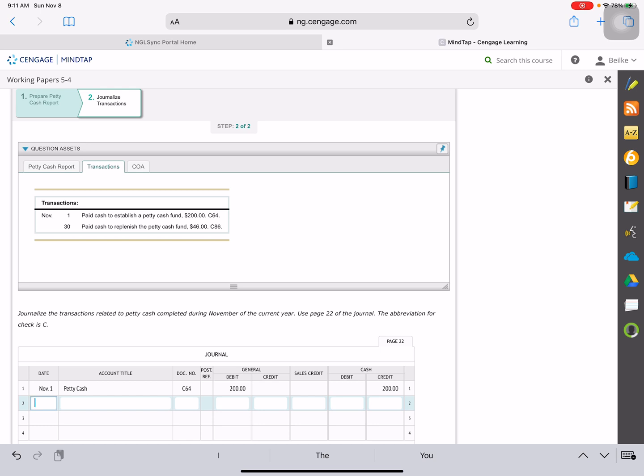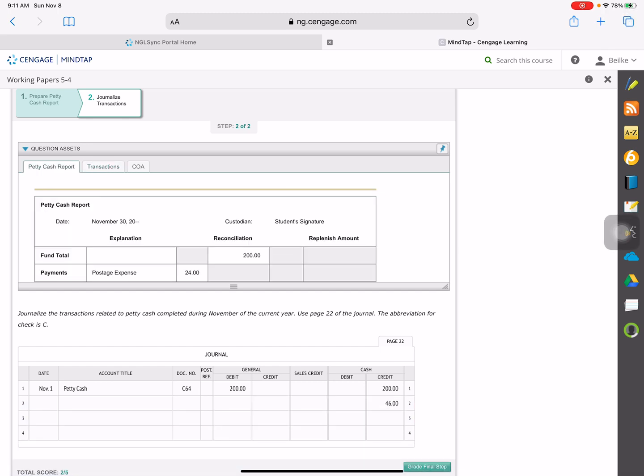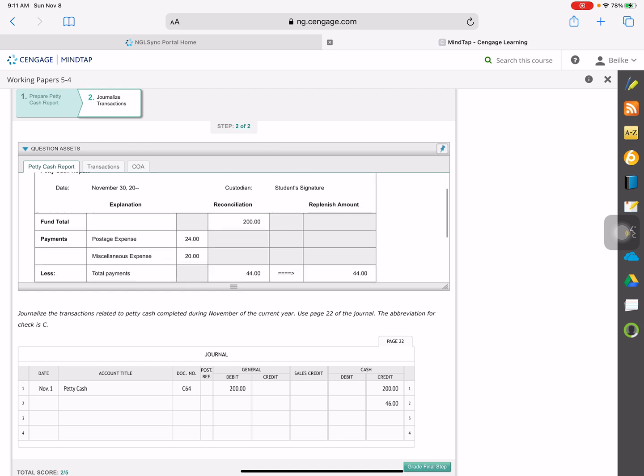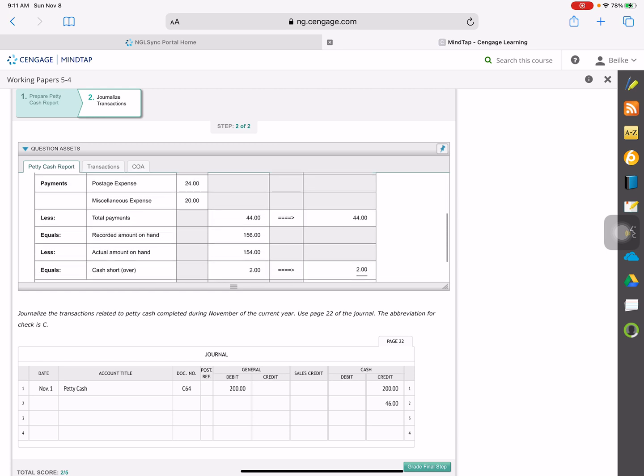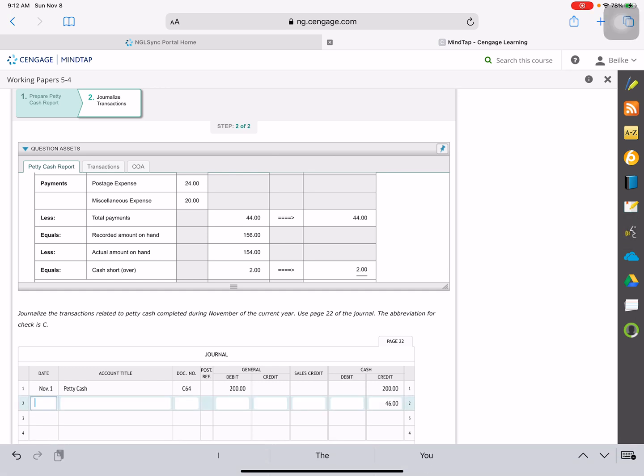At the end of the month, now you can see it says November 30th, we paid cash to replenish the petty cash fund, $46. So the total amount of cash that we paid was $46. I'm just going to go and put the $46 right there. When we look at our petty cash report, we can see that we paid postage expense. Okay, so this is on the 30th. Our postage expense is $24.